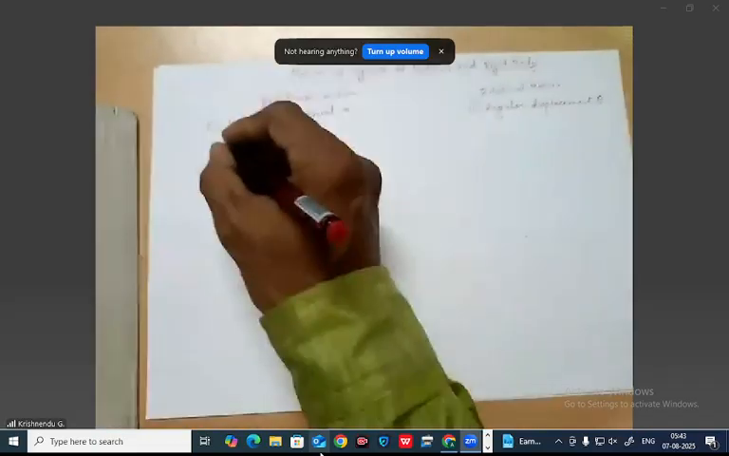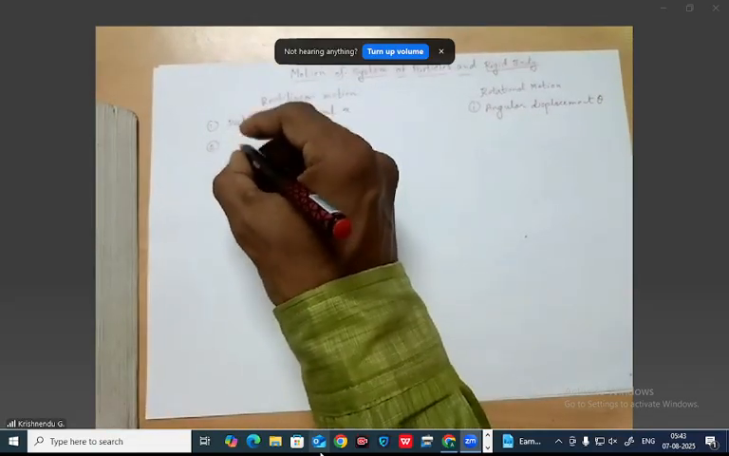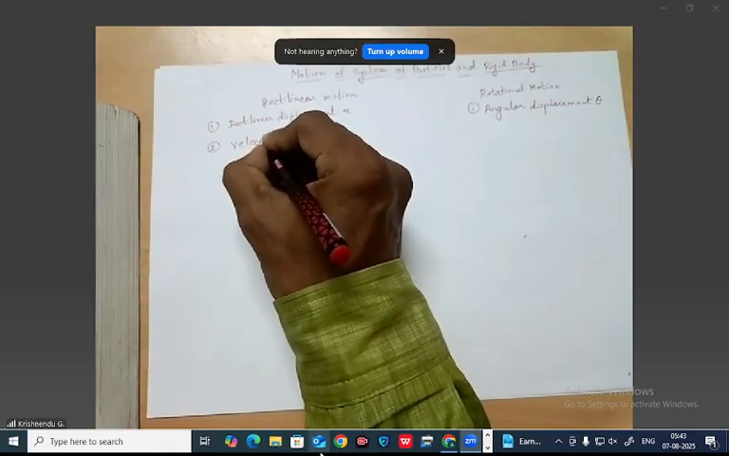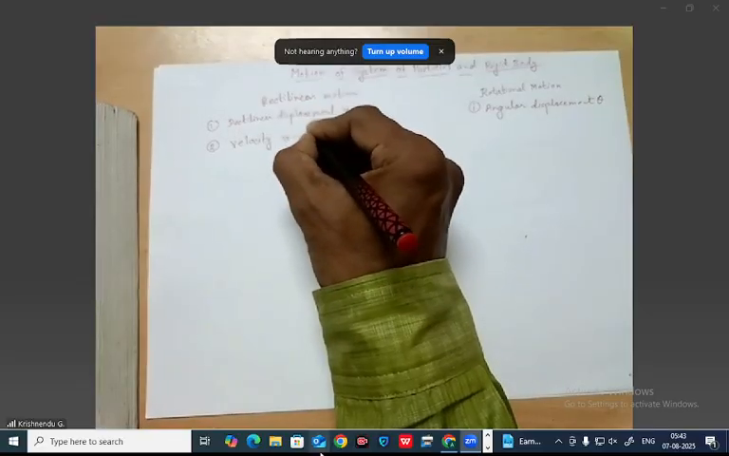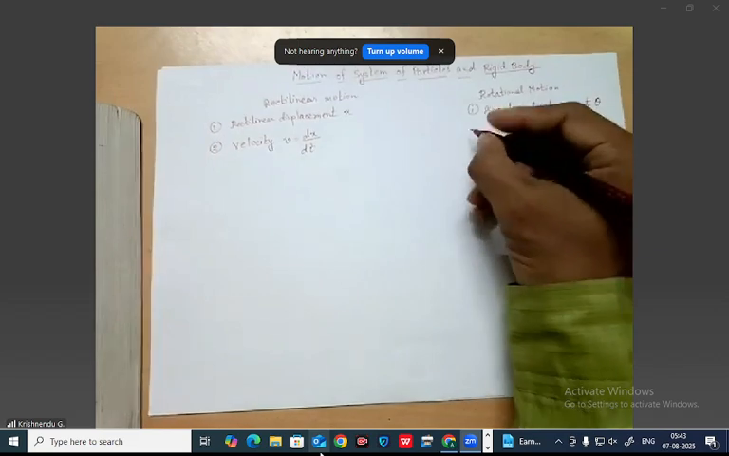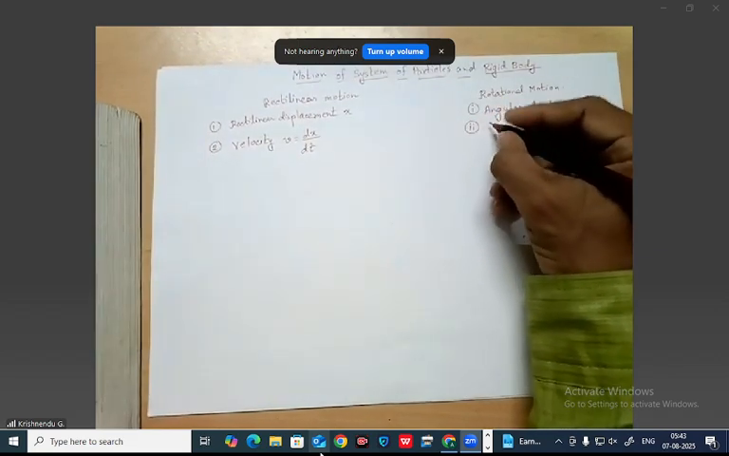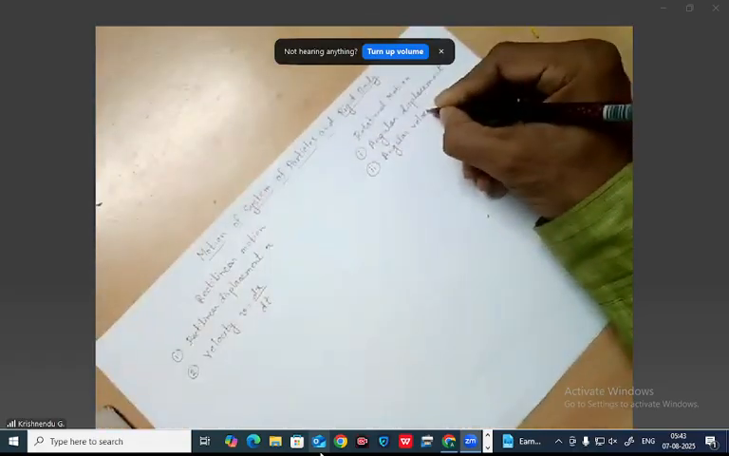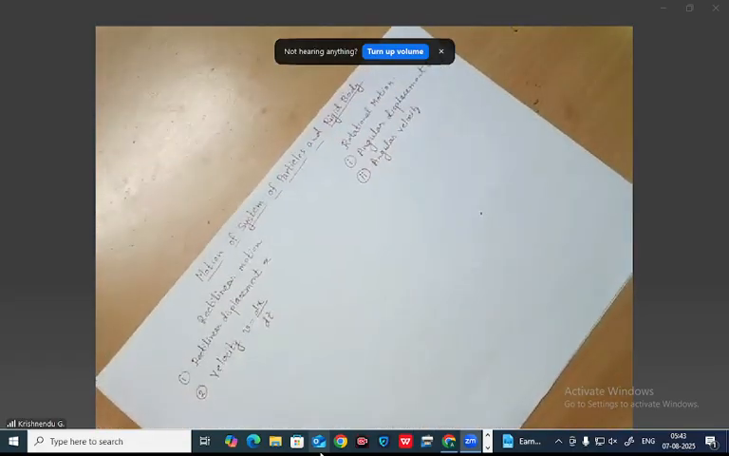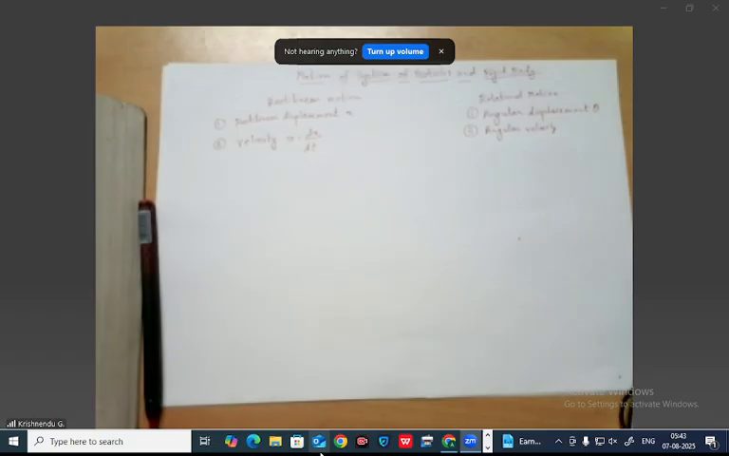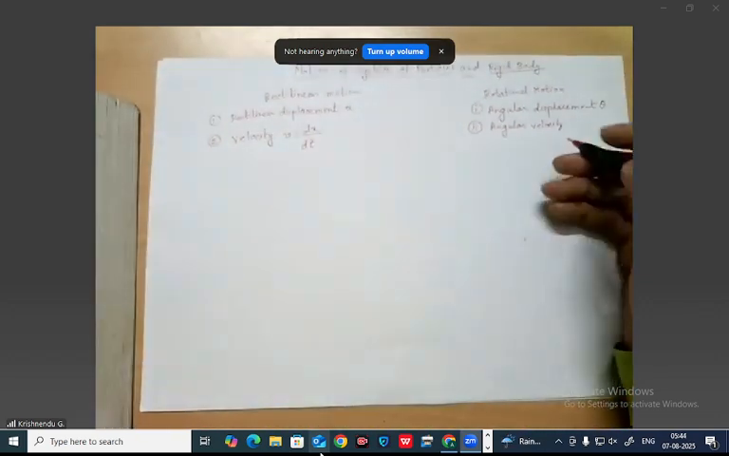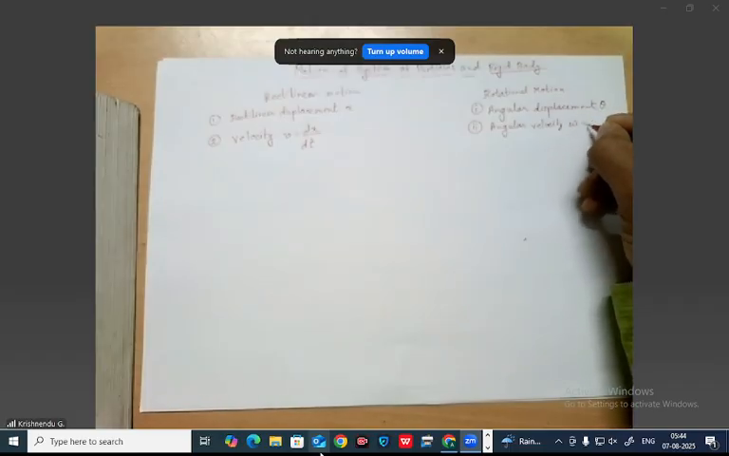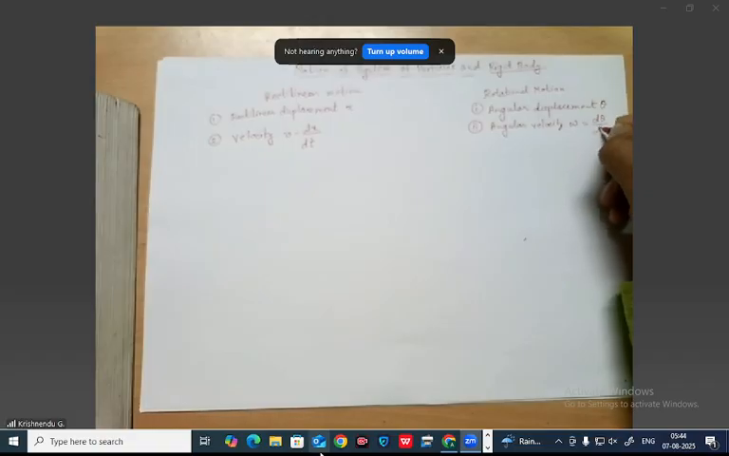Number two is velocity. These are all rectilinear. Velocity is defined as v is equal to dx by dt. In the case of rotational motion, angular velocity is defined as omega, and that is equal to d theta by dt. You have to remember all these things.